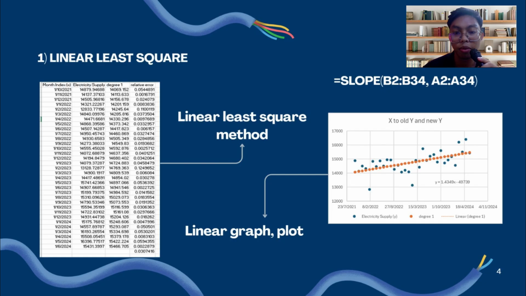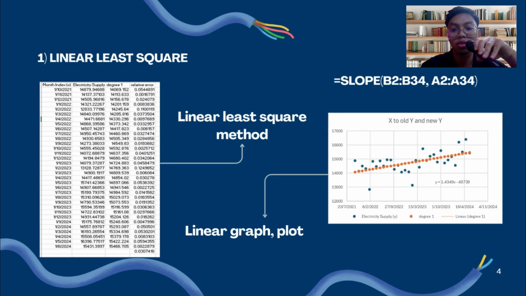This slide shows the application of the linear least squares method to model the relationship between X and Y data. The data table represents the original data set used for the calculation. The linear least squares method finds the best fit straight line by minimizing the sum of square errors between the actual data points and the predicted values.